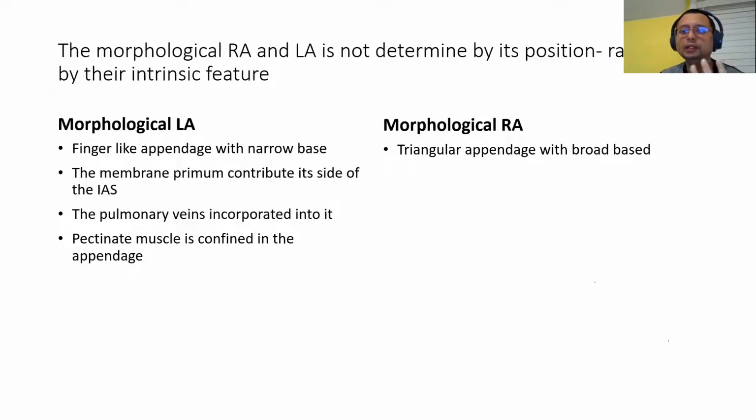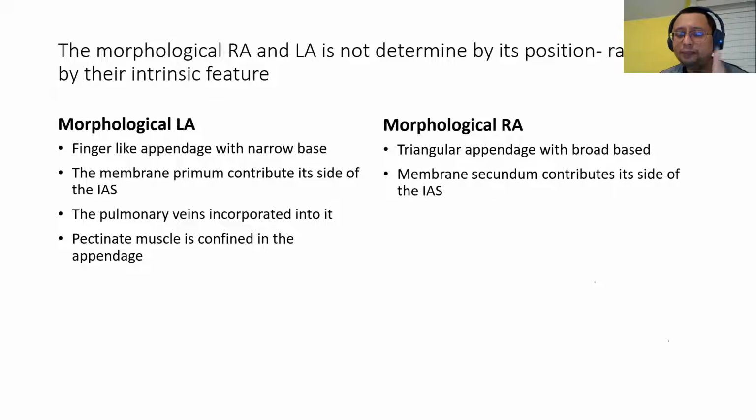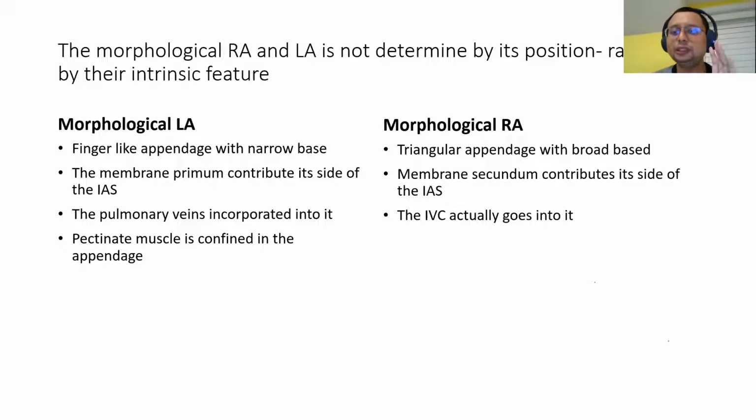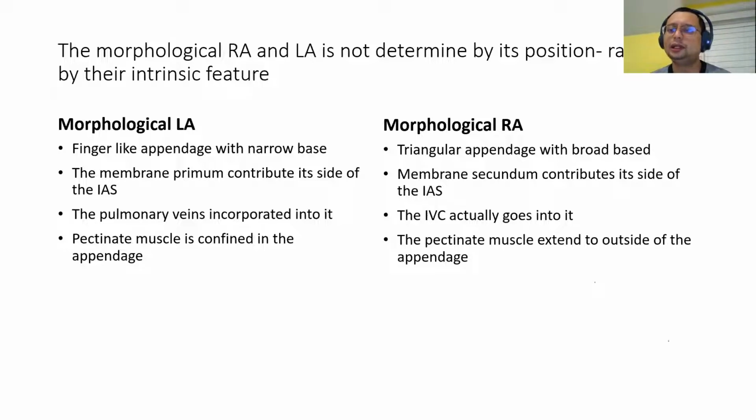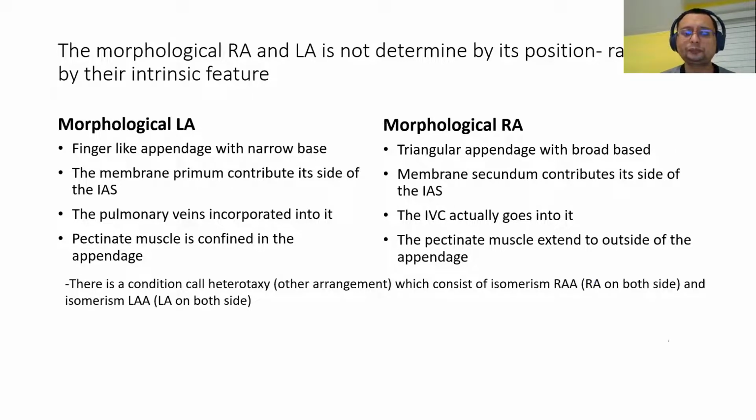The right atrium has a triangular appendage. It has a broad base. The septum facing the morphological right atrium is the septum secundum, which contributes to the side of the interatrial septum. The IVC goes into the right atrium. And most importantly, the pectinate muscle in the right atrial appendage actually goes outside the right atrial appendage.